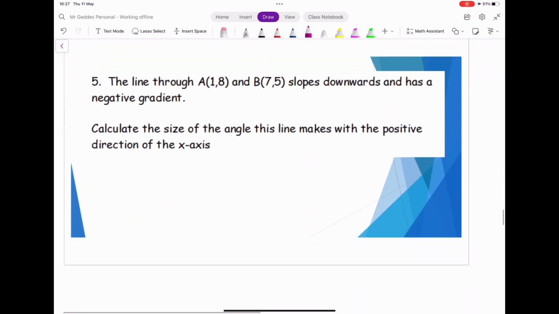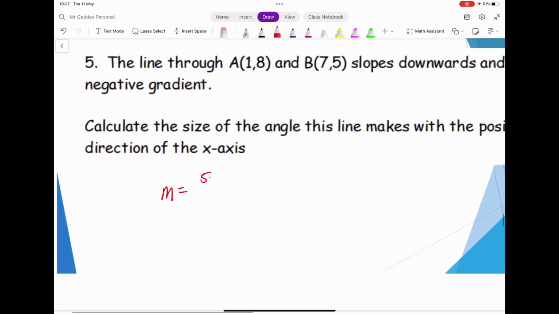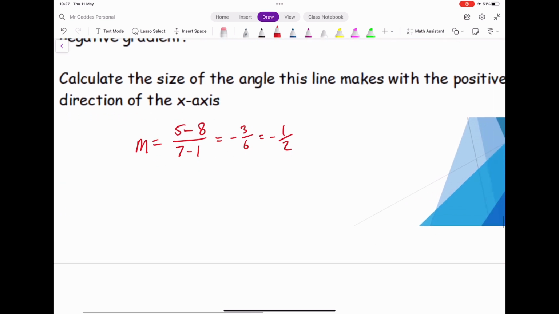And this time we've got something similar. The line slopes downwards, so it has a negative gradient, you can see. Calculate the size of the angle this line makes with the positive direction. So we have to be careful this time. We have to picture what's going on. This time we've got a negative gradient, so it's going to be coming down from top left to bottom right. But we're going to find the gradient first. So y2 minus y1 over x2 minus x1. That gives us negative 3 over 6, which is the same as negative a half. Make sure the negative's out in front of the fraction.